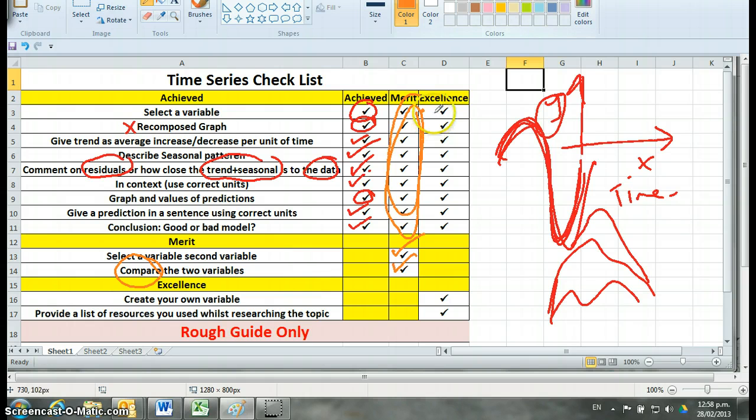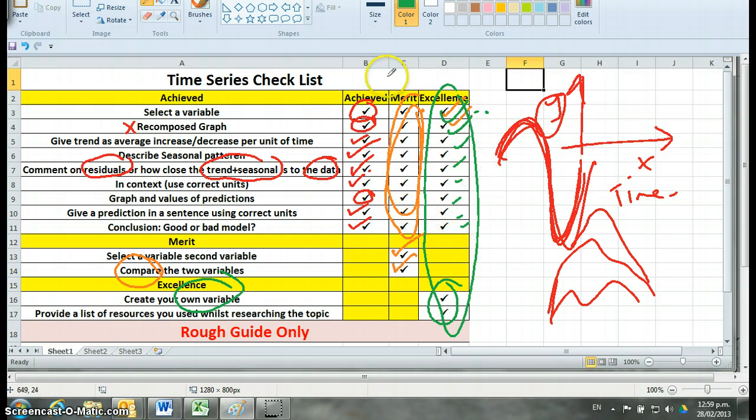For excellence, you do the same thing again. The same thing again, all the way down, but this time it's for your own variable that you've made up, and you need to provide a list of resources that you use whilst researching. So you're actually giving evidence, background reading, that kind of thing. So it's a whole other level again.